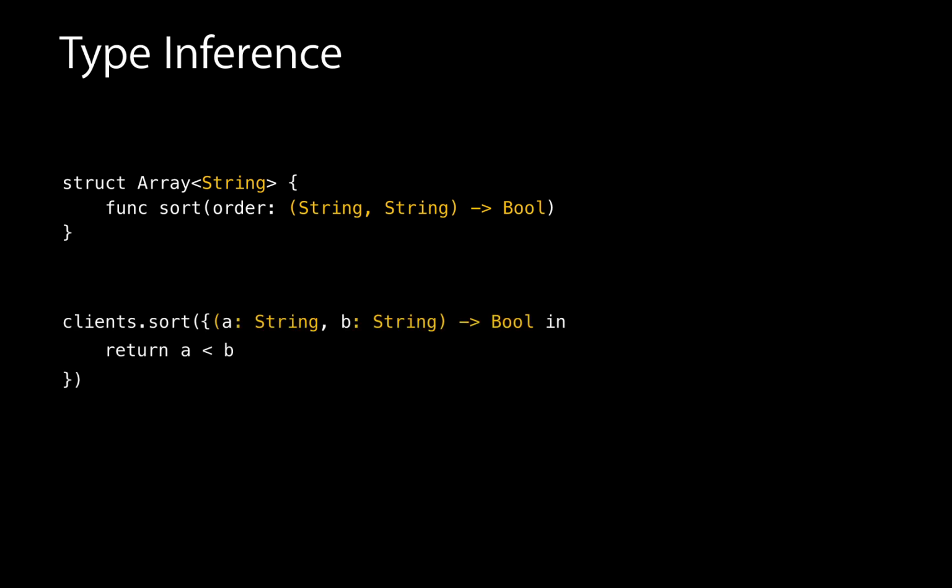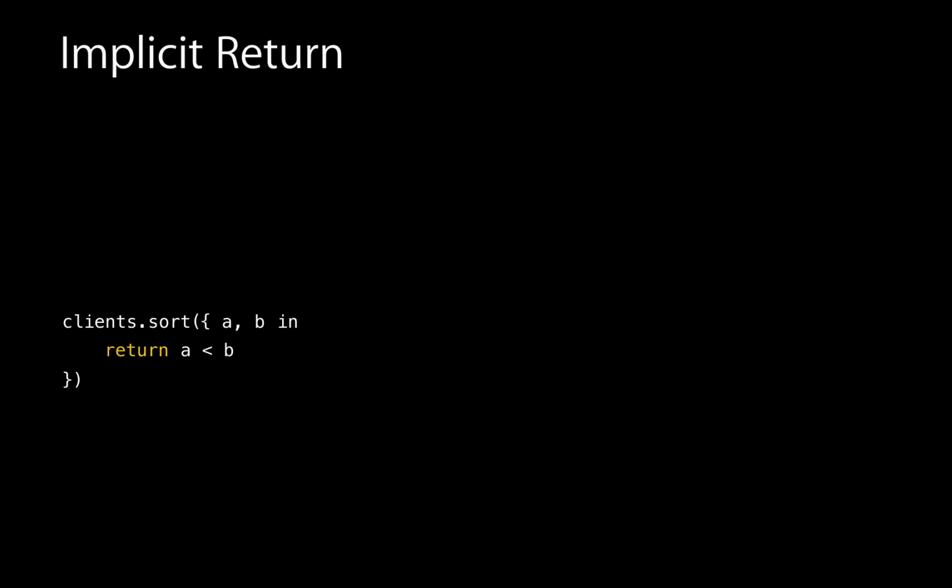Let's look at the call side again. That's really offensive. That's really burning my eyes here. I want to do something about that. Much better. We can infer the argument and return types from the signature of the function. Now, that's a great improvement, but we don't stop there. If a closure consists of a single return statement like this, we don't need to specify return. A single expression closure implicitly returns its results.